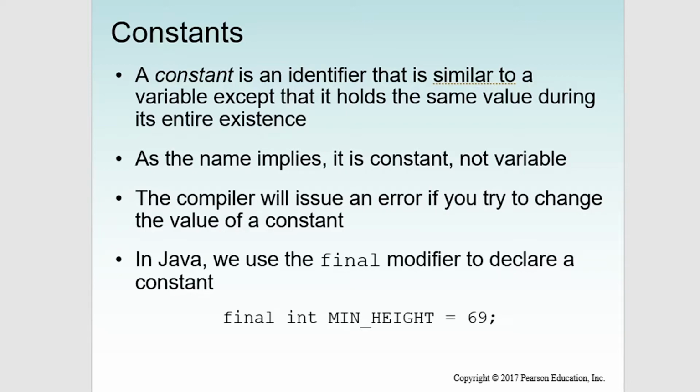So here's an example. We use the final modifier, we still specify the data type, and then we give it an identifier. Now we do have a coding standard for constants, so constants should be in all caps, and whenever you have two words, you're going to use an underscore to indicate there's two words.